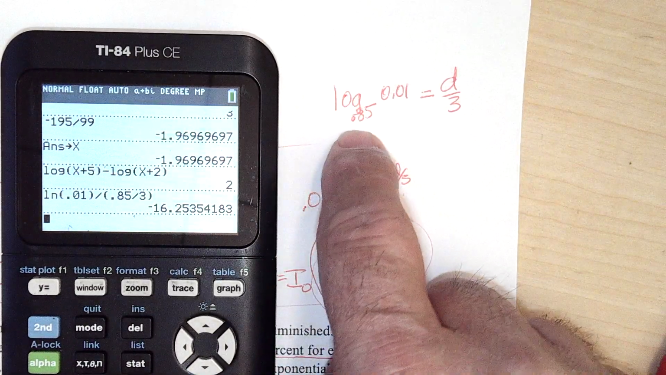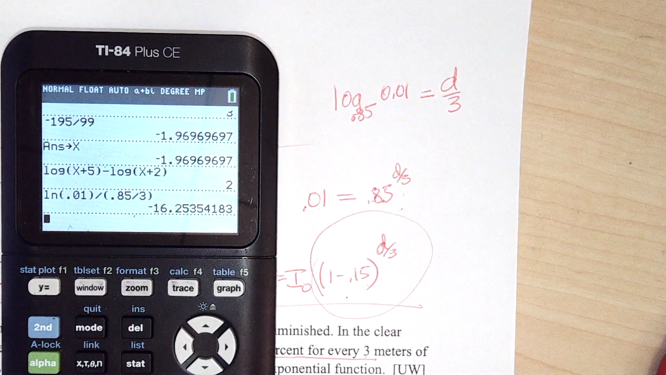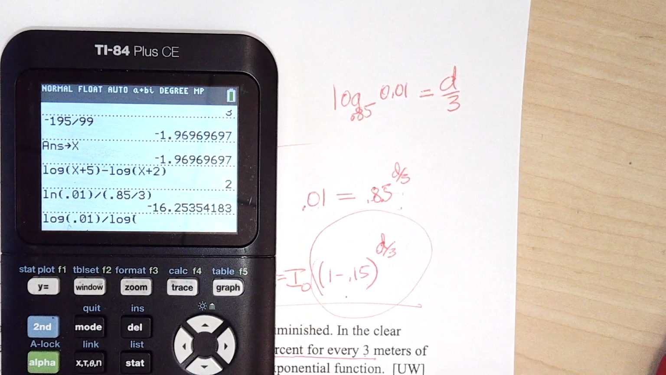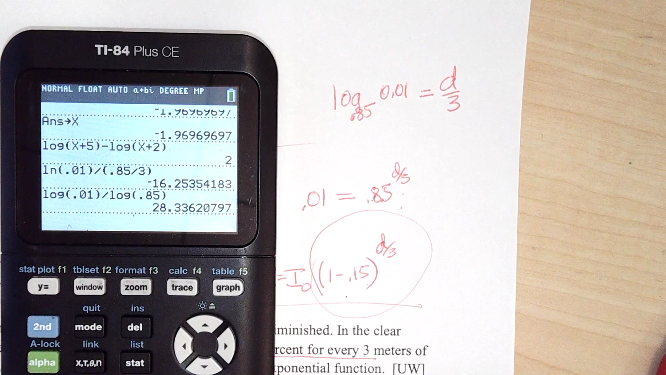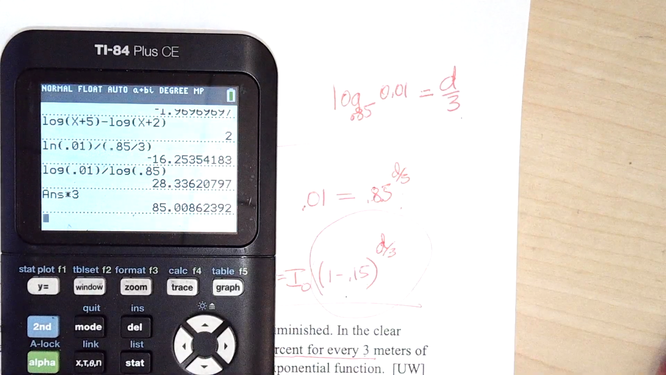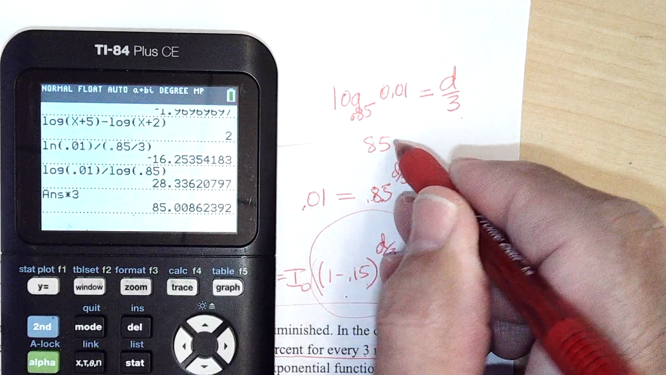To do log base 0.85, it's going to be log of this divided by log of 0.85. So log 0.01 divided by log 0.85. I'm going to get an answer, then I'm going to take times 3 to get the 3 over here. It says 85 meters deep.